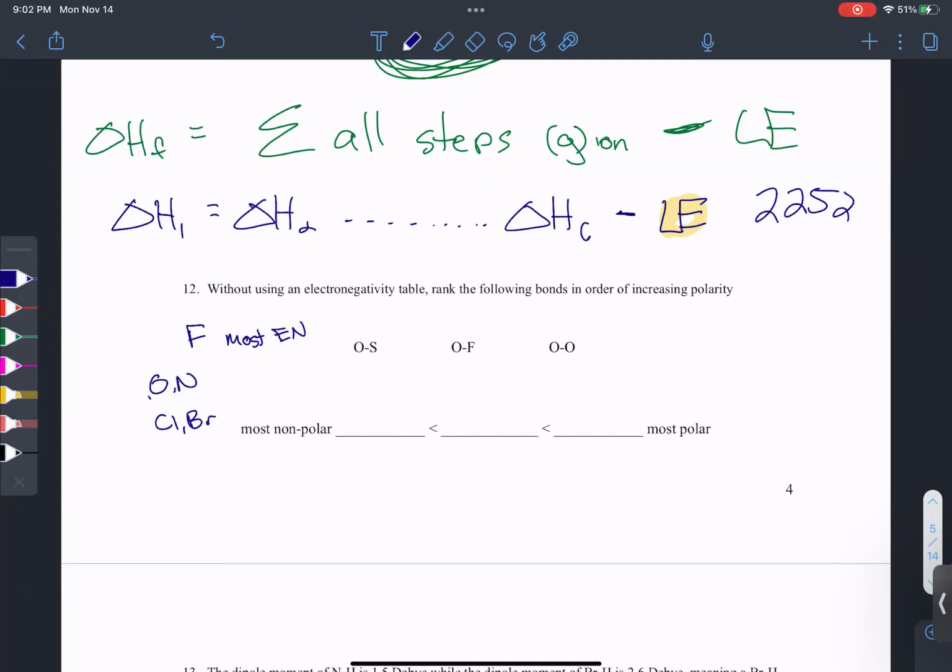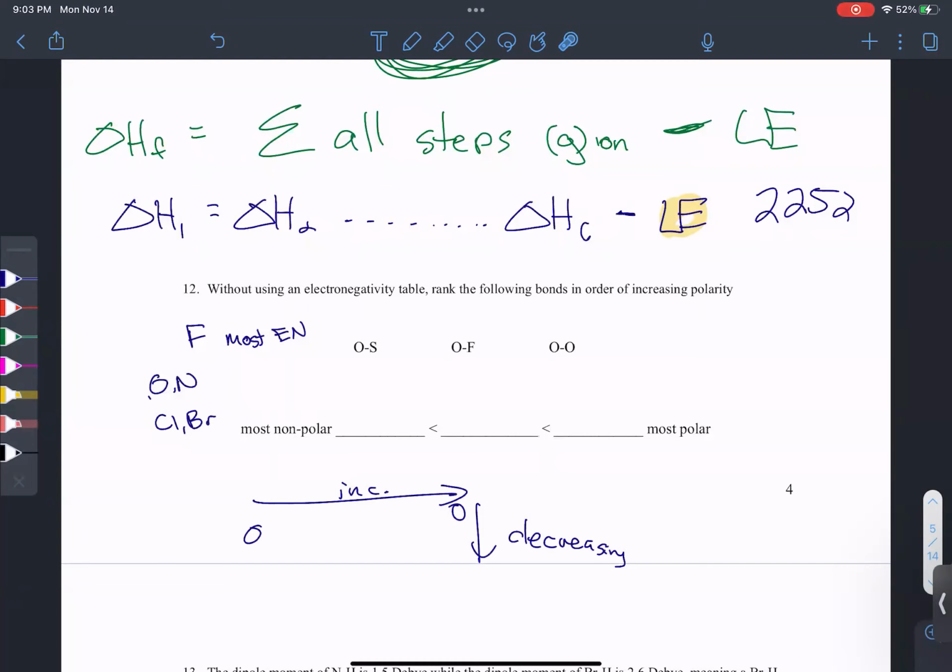My trick to this is usually the further away the elements are from one another on the periodic table, the larger the electronegativity difference between the bonds. Electronegativity increases going left to right, and it decreases going down the periodic table. So if you pick two elements in a bond that are literally far apart, a metal and a non-metal, that's going to be the most polar. So polar, it's ionic.